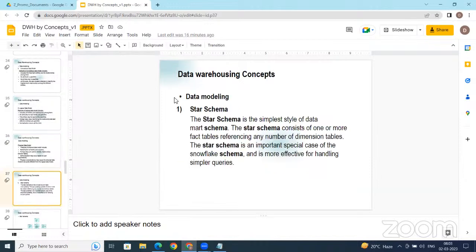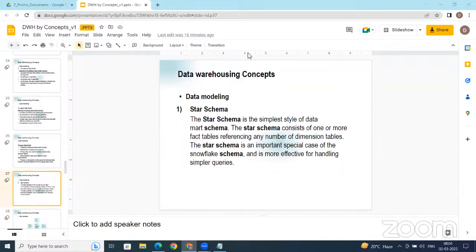Now let's move on to schemas. For any project, there is a schema, like what are the main tables. The purpose of creating a schema is to simplify your data model so that we can establish the relationship among the tables. In a data warehousing project, we will be creating dimension tables and fact tables.